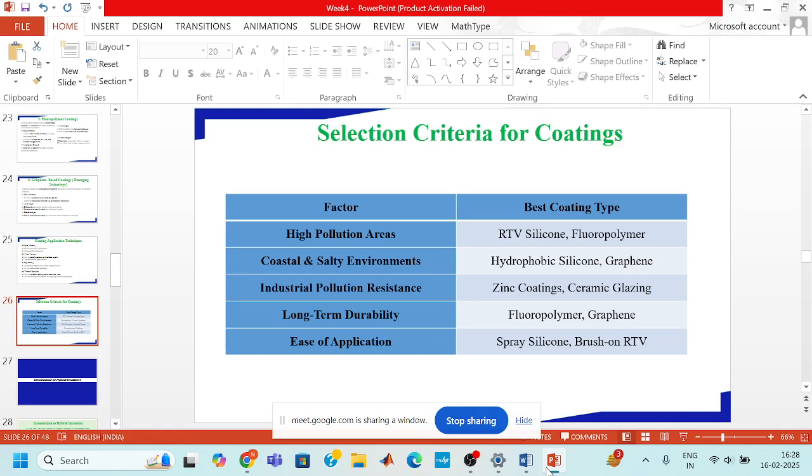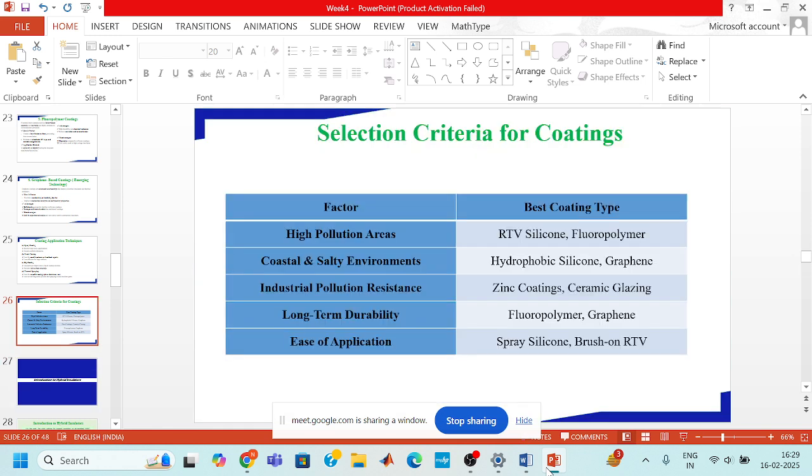Okay, there are some factors based on which the best coating types are selected by the manufacturer. Like in highly polluted areas they provide RTV silicone coatings or fluoropolymer coatings, and in coastal and salty environments they use hydrophobic silicone or graphene coatings. For industrial pollution resistance, zinc coatings and ceramic glazing can be done, and for long term durability the best coating types are fluoropolymer and graphene. For ease of application, they apply spray silicone, brush on RTV.